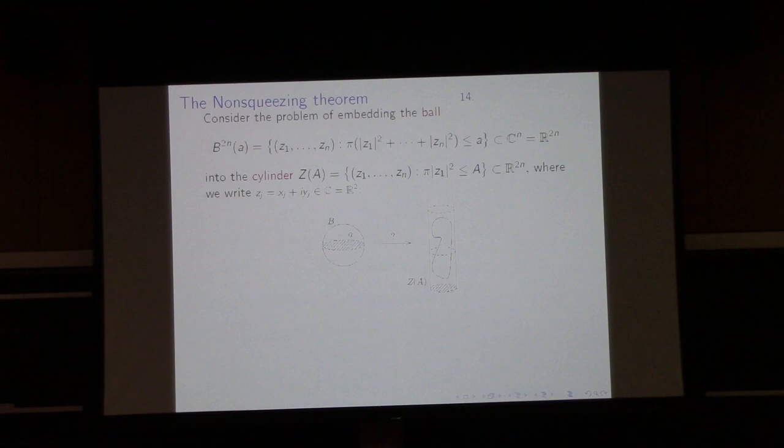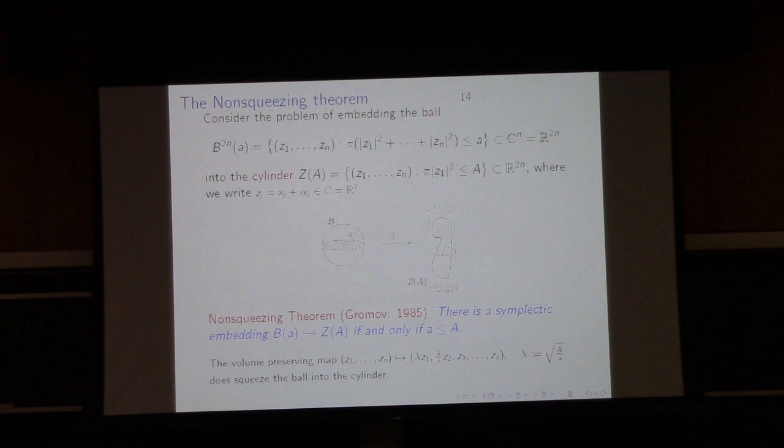And his theorem is that there is a symplectic embedding of this ball in the cylinder only if the area, the measurement of the ball, is less than or equal to the area of the cylinder. So it's a non-squeezing theorem. You can't squeeze symplectically. Well, you can do it in volume, but as I said, you can expand in this direction, squeeze in this direction, put down the less than one, and expand in this position.